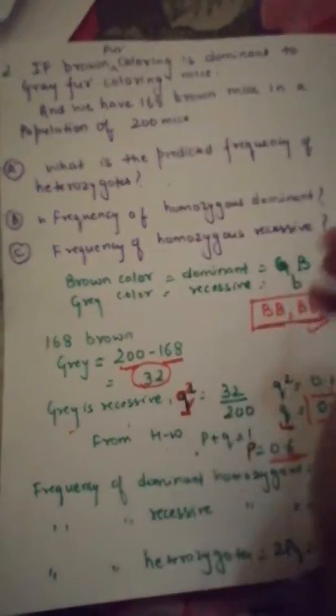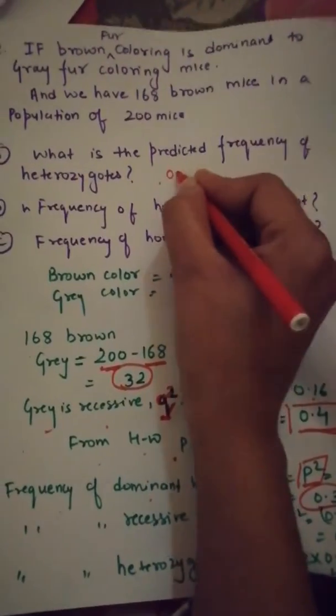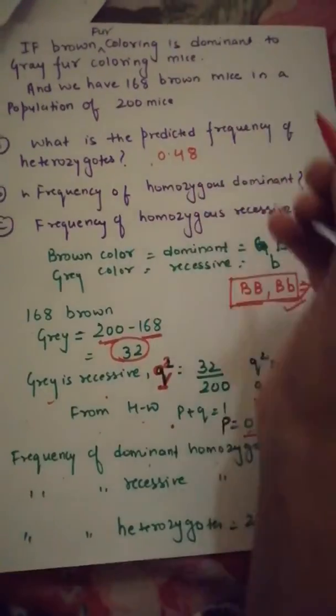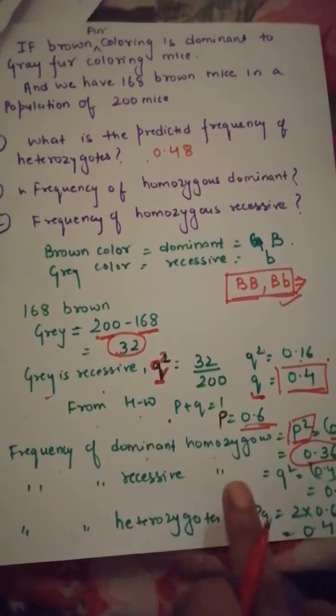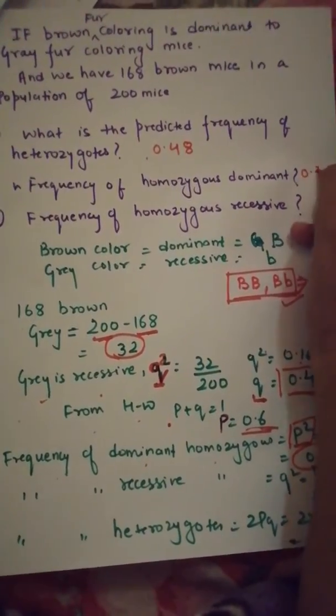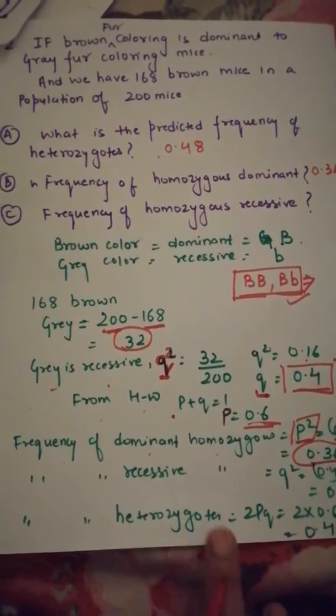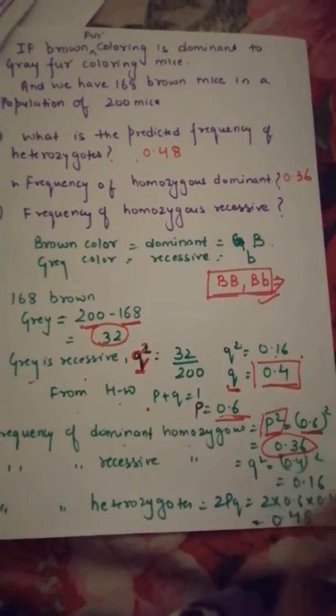So the predicted frequency of heterozygotes is 0.48, the frequency of homozygous dominant is 0.36, and the frequency of homozygous recessive is 0.16.